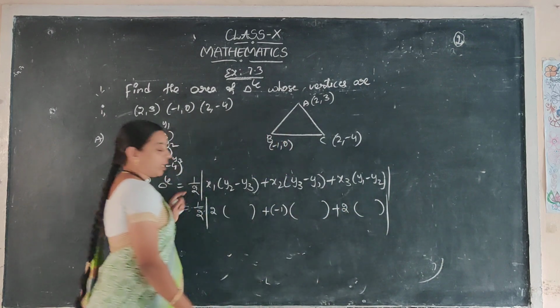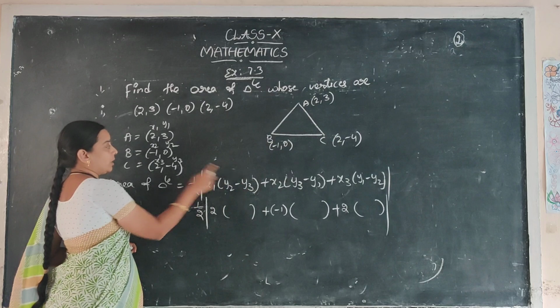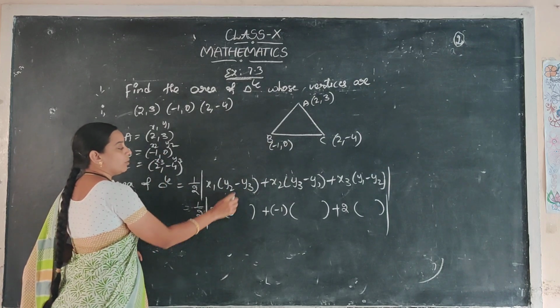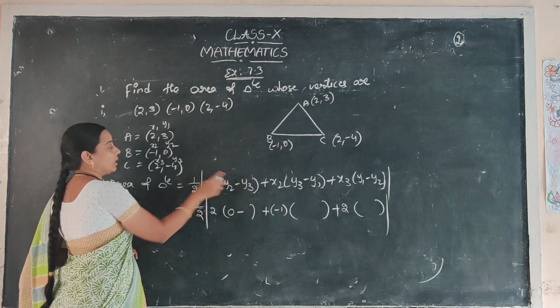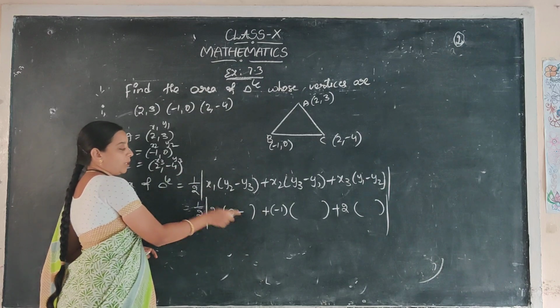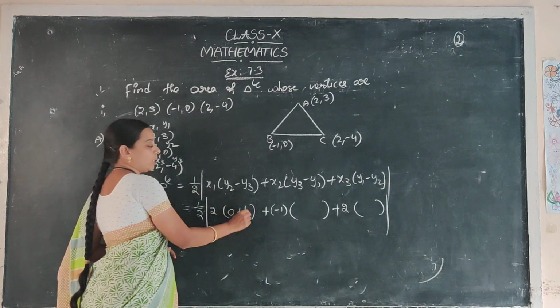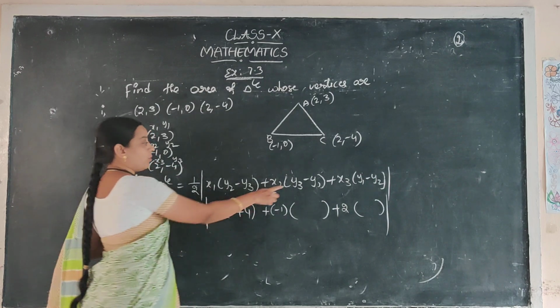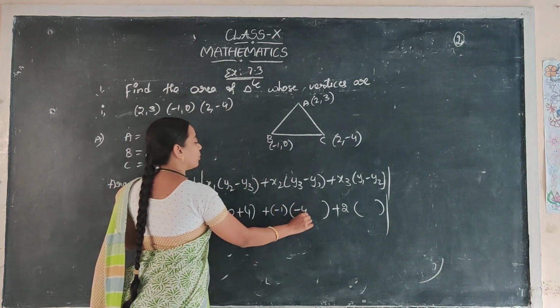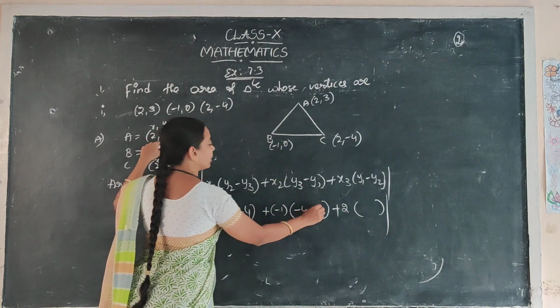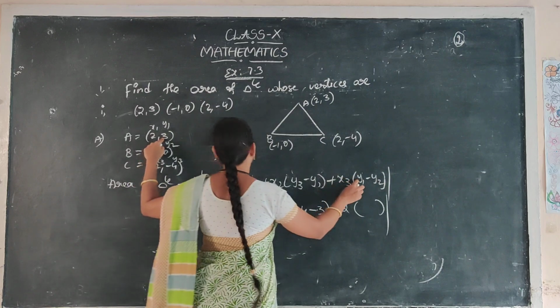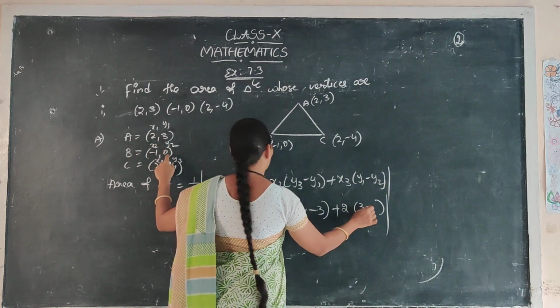Now substitute the y values. Here y2 minus y3: the y2 value is 0, here the symbol is minus, the y3 value is minus 4. Here minus, here minus: minus into minus is plus 4. Now y3 value is minus 4 minus y1 value, which is 3. Next, y1 value is 3 minus y2 value, which is 0.